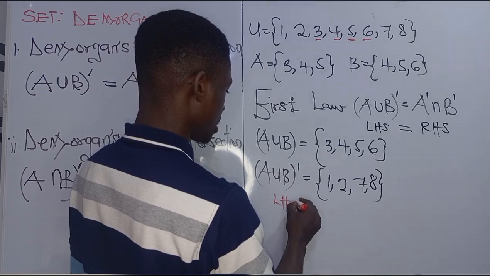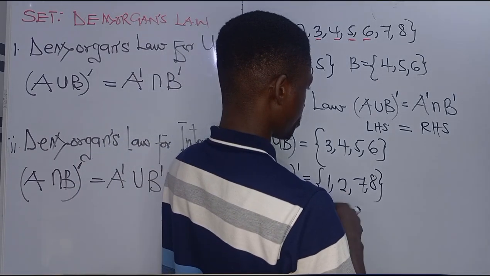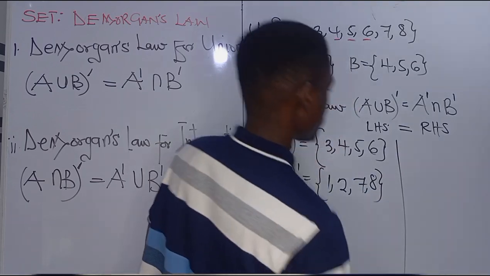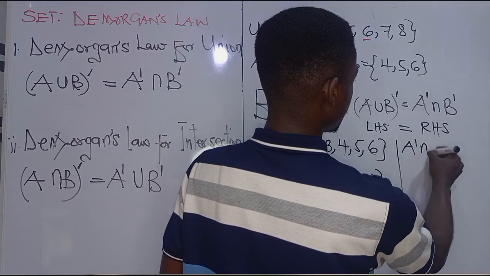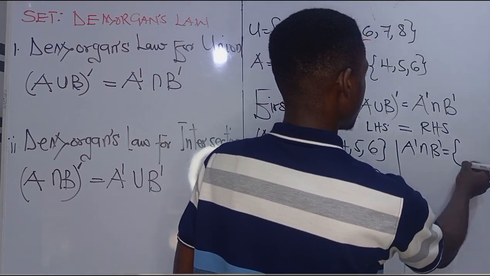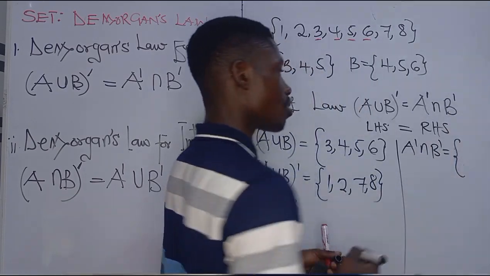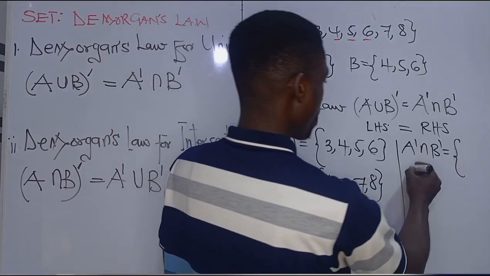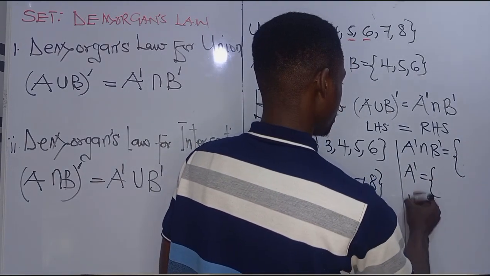So we are done with the left hand side. Let's move on to the right hand side. On the right hand side we have A complement intersection B complement. Before we can find A complement intersection B complement, we have to first find A complement and then B complement.